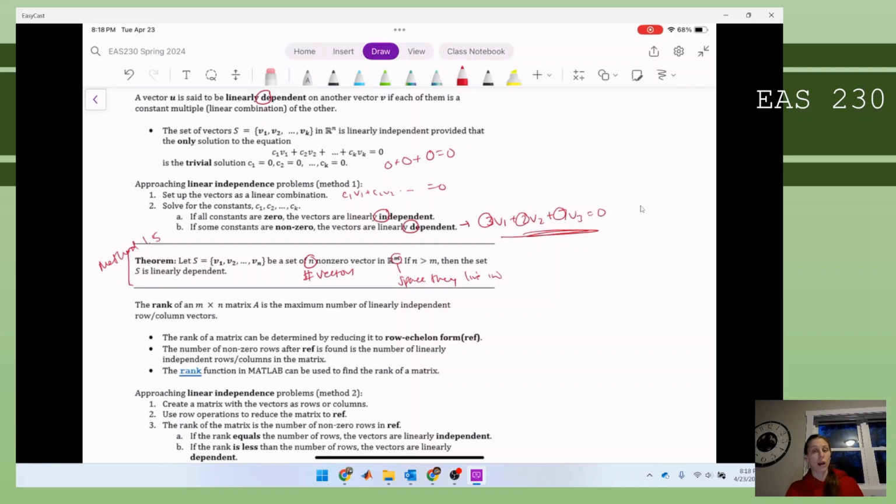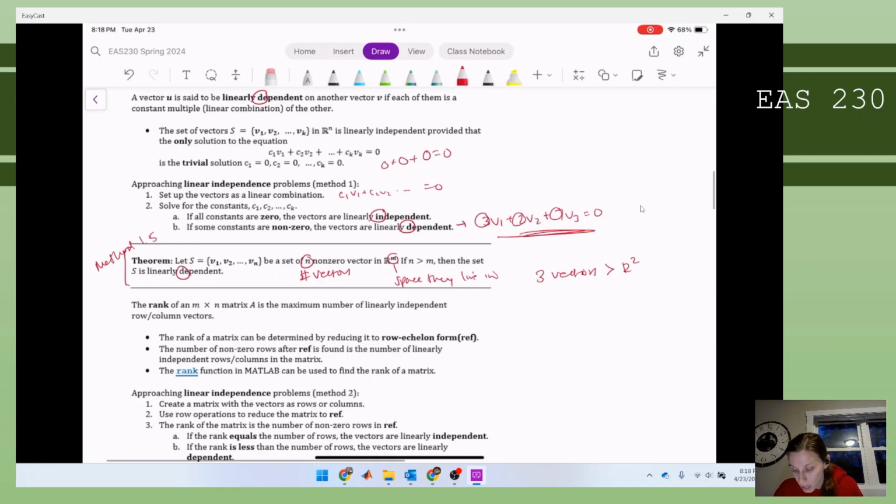If n is greater than m, then the set of vectors is linearly dependent. So this is just easy to say. If we have 3 vectors in R2, 3 is greater than 2, therefore they're automatically linearly dependent.